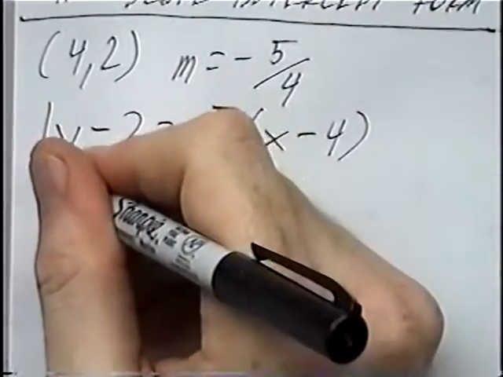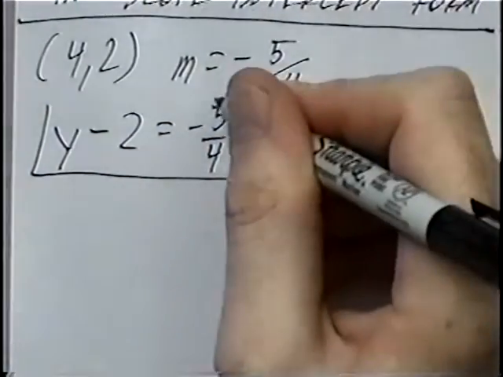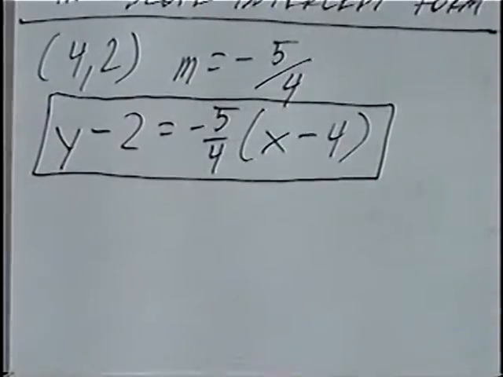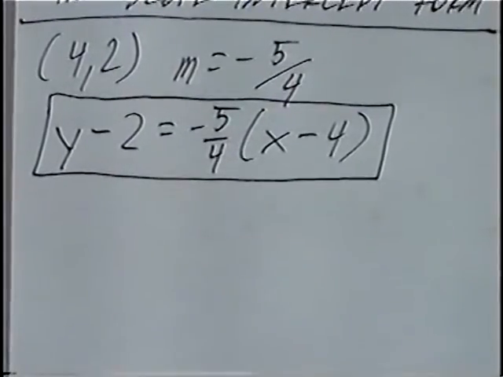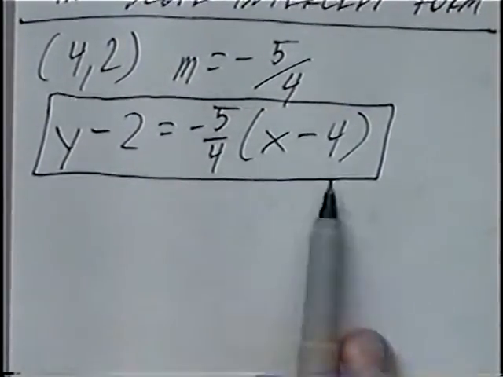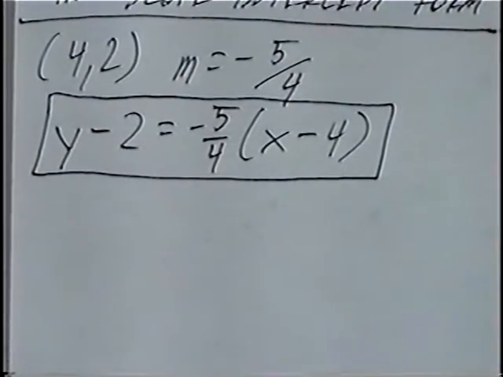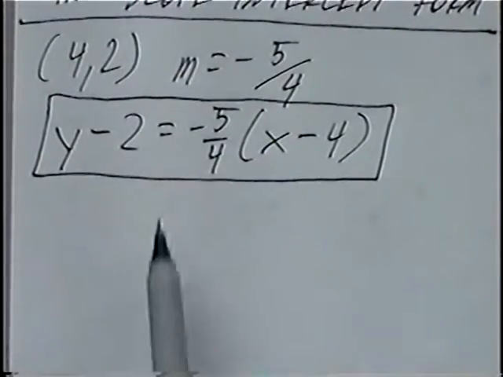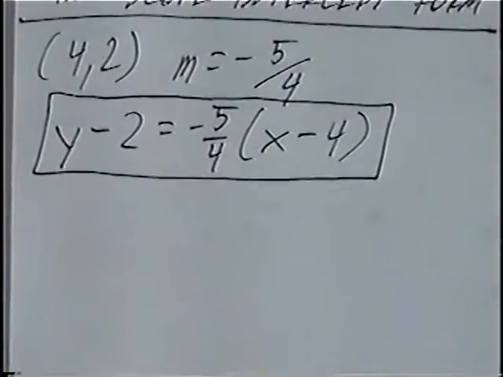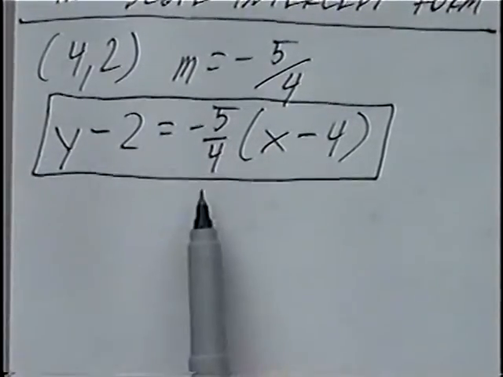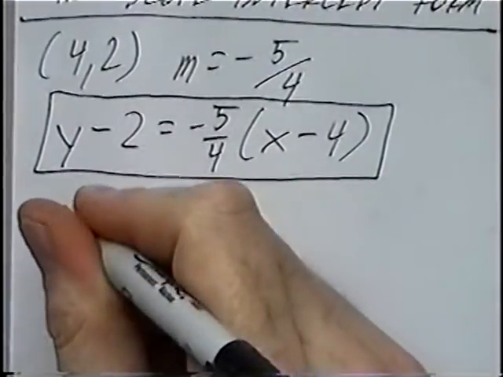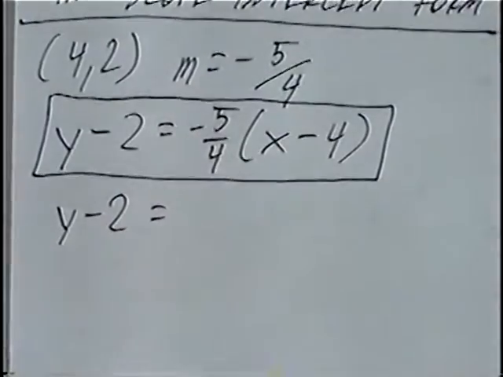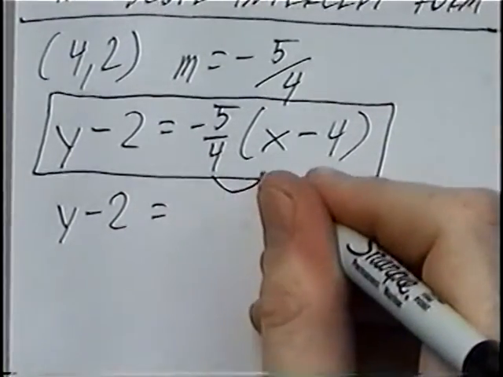So our first answer, first equation, is y minus 2 equals negative 5/4 times the parentheses x minus 4. This is the equation in point slope form. And the second answer, we can take this equation and write the equation in slope intercept form. Slope intercept form is solving for y, getting y by itself, and having slope intercept, or mx plus b, on the other side. First step to this equation, y minus 2, we can leave the same. And on the right side, we can distribute.